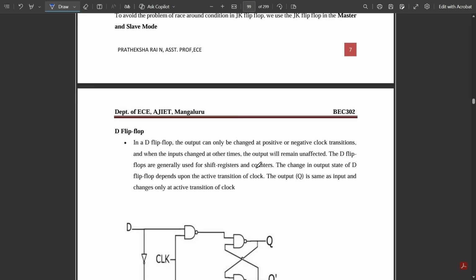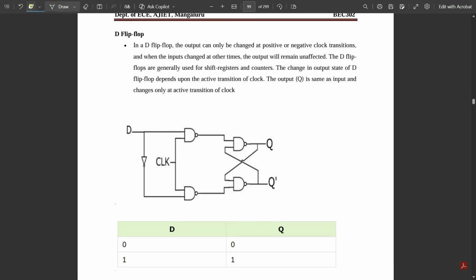Now D flip flop. What do you mean by D flip flop? It is also called a data flip flop. It is a 1 bit flip flop. Okay, in a D flip flop, output can only be changed at positive or negative clock transitions, and when the inputs change at other times, the output will remain unaffected. Okay, when the input changes, the output won't be affected.